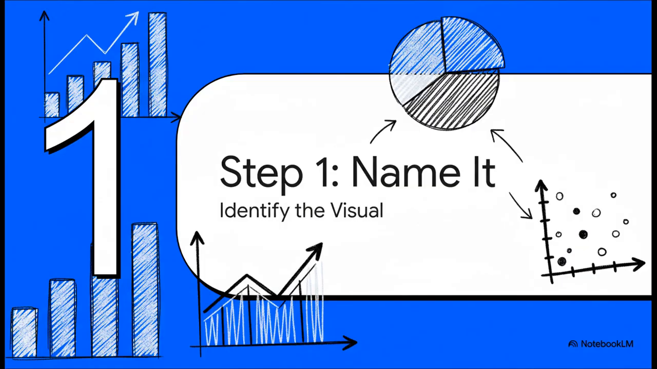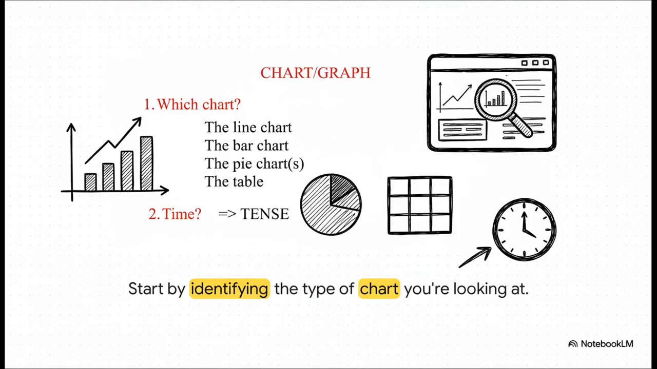Okay, first things first, you've got to introduce what you're even looking at. I know, it sounds almost too basic, but starting your description by just naming the type of chart you see, well, it immediately gives your listeners context, and it makes you sound clear and organized right from the get-go. So, your very first sentence should always just identify the visual.